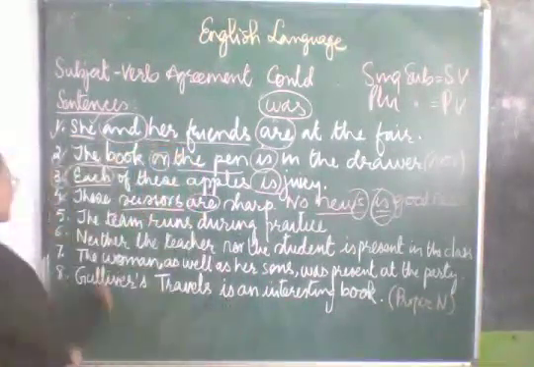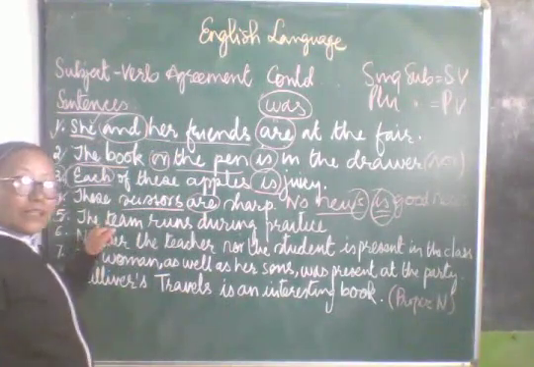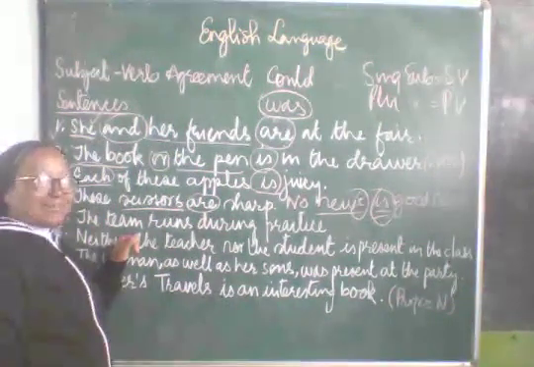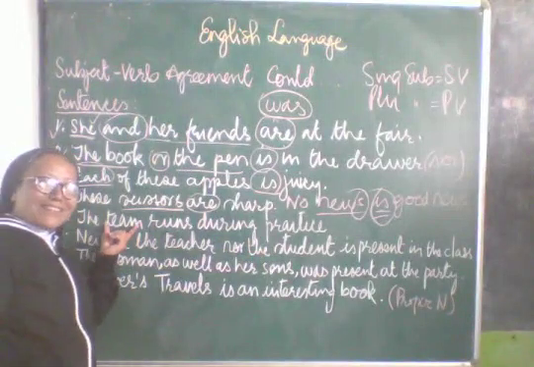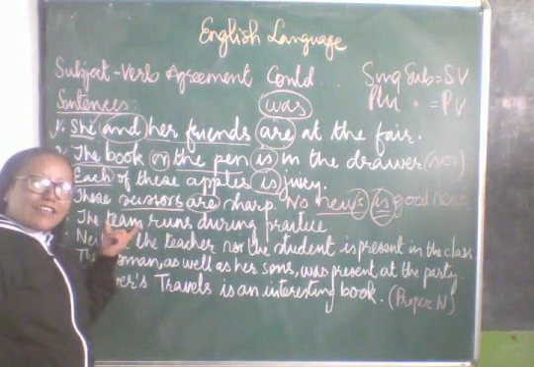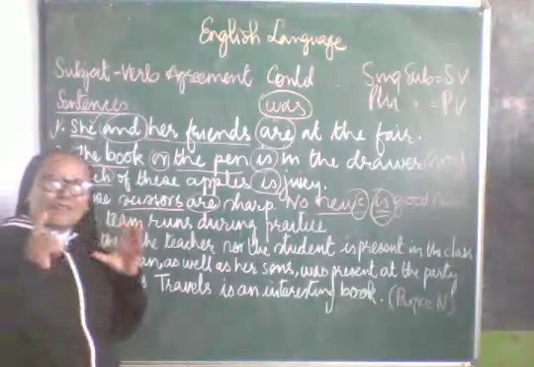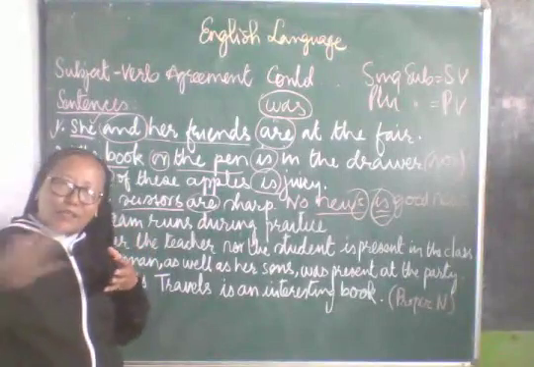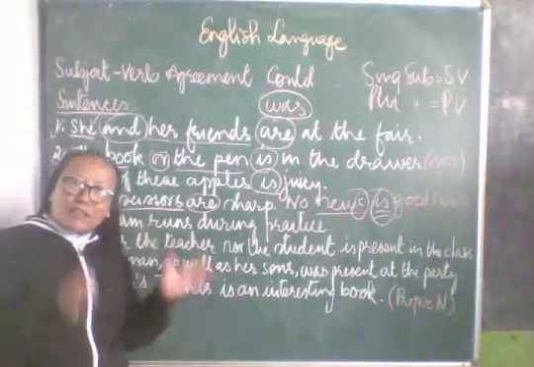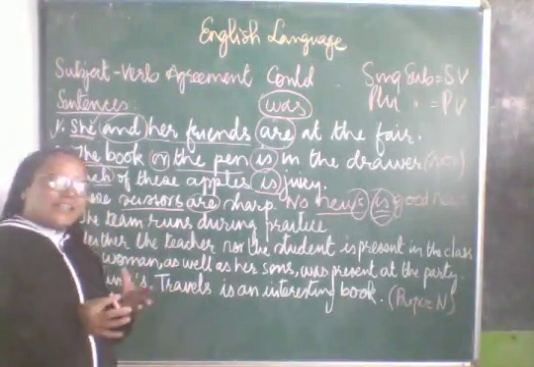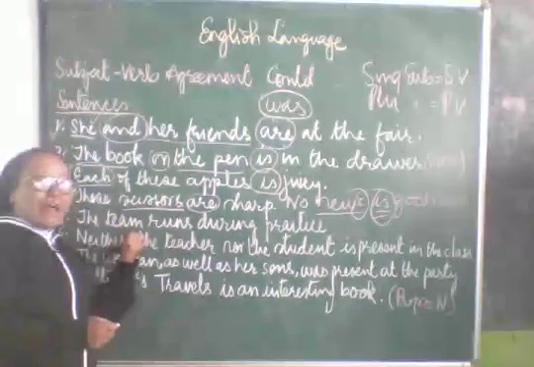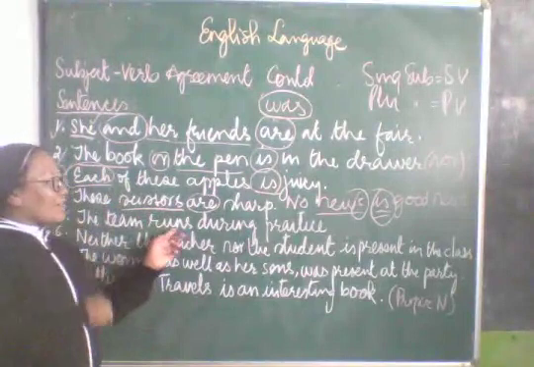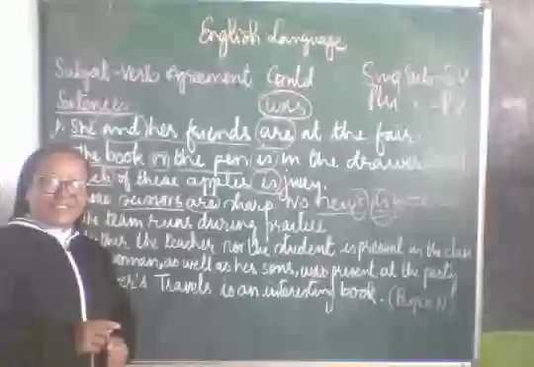Now sentence 5. The team runs during practice. Now the team is a collective noun, isn't it? And a collective noun depends on the context where you are using it. Here we are using it as a singular body. So the team runs. We are considering the team as a singular one. So a collective noun takes a singular verb.